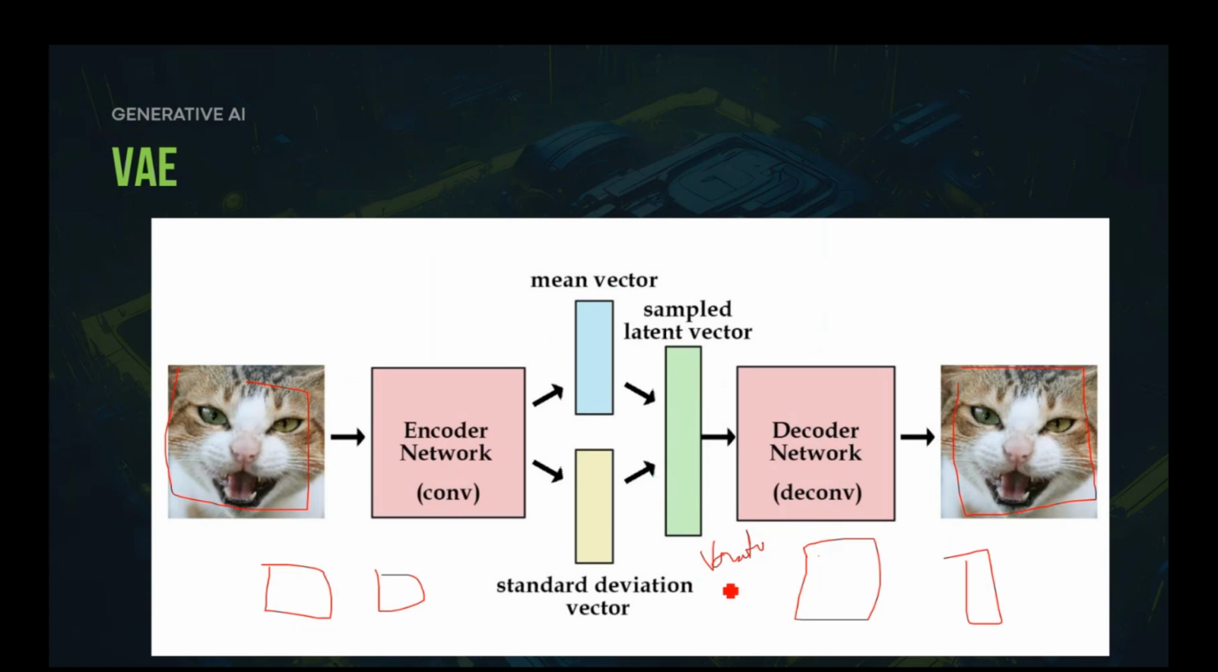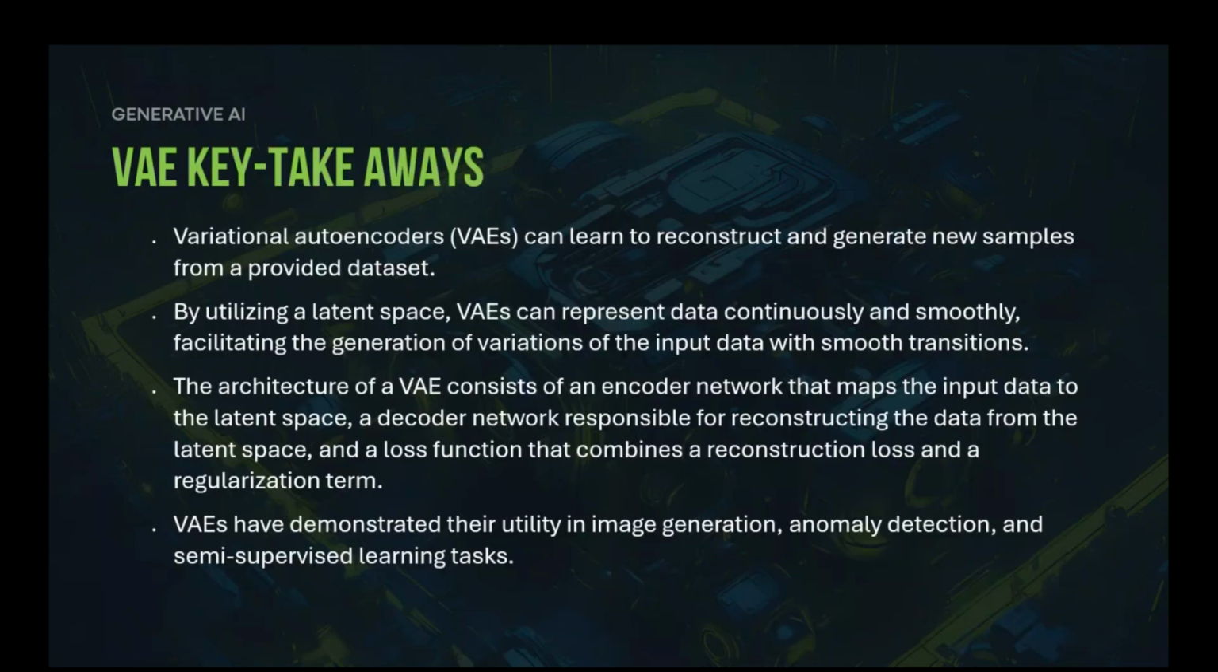So you can add your own variation, right? You can make it with higher pixels, or you can add colors to it. So this is how your VAE works. Mostly you would have known that it is used for images, but you can use it for anomaly detection and semi-supervised learning tasks, where you learn 80 to 90% of the stuff, but you add 10 to 20% of variation to create a new one.